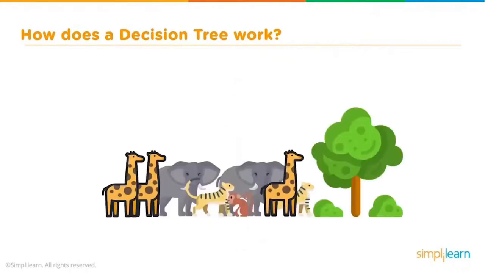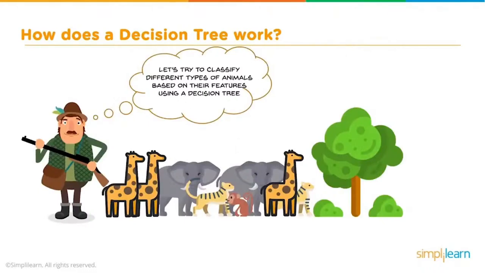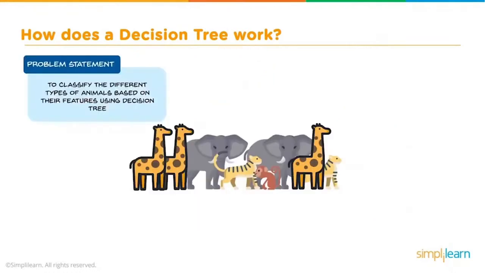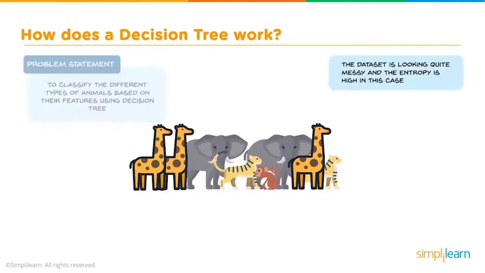So let's look at this group of animals and let's try to classify different types of animals based on their features using a decision tree. So the problem statement is to classify the different types of animals based on their features using a decision tree. The data set is looking quite messy and the entropy is high in this case.